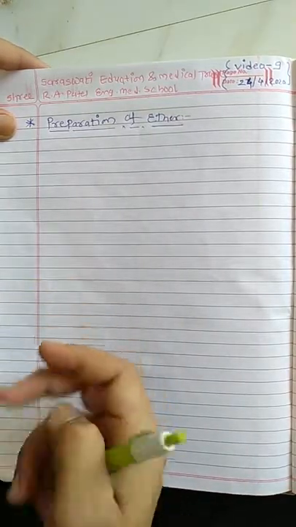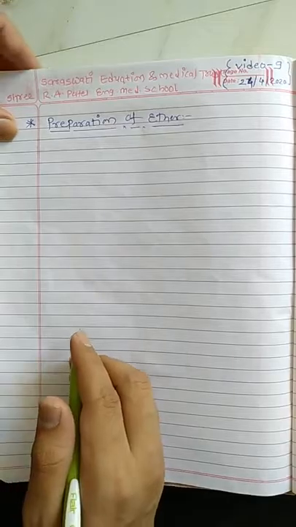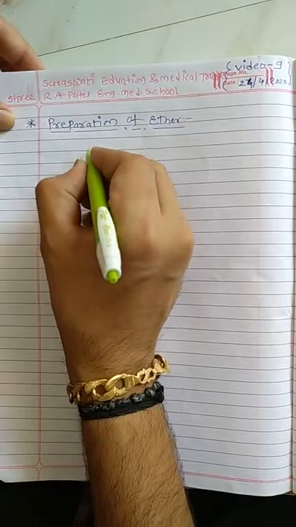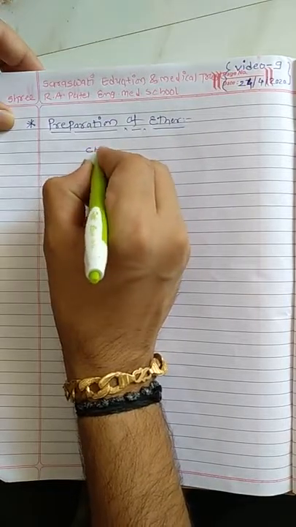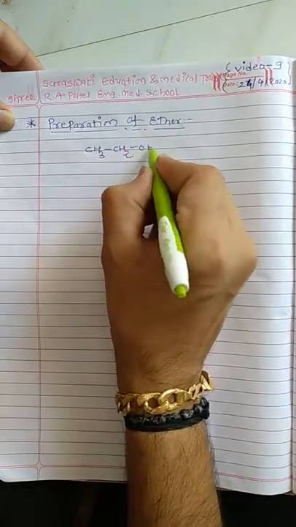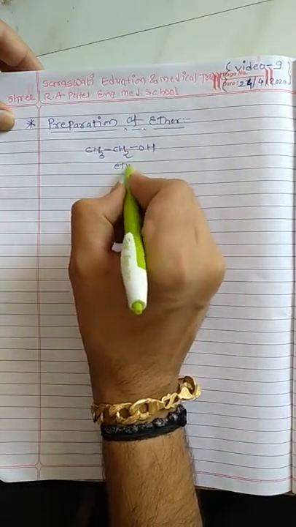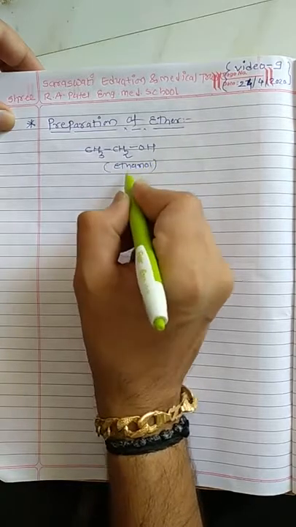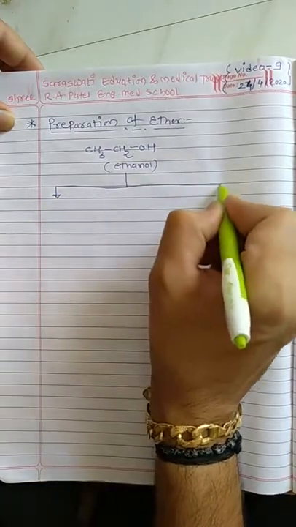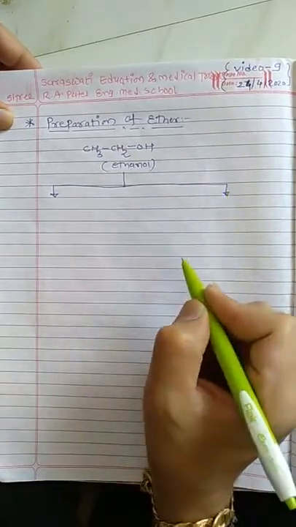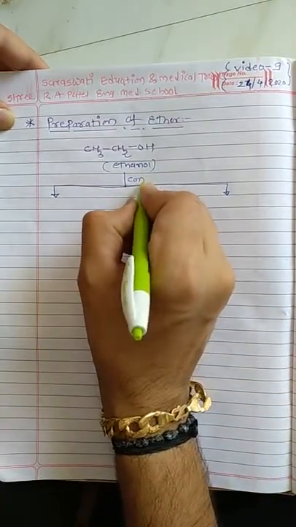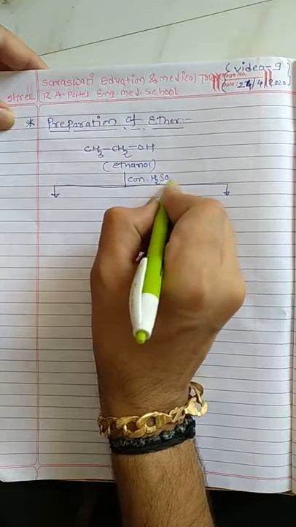So the first technique is dehydration of alcohol. It is a very simple technique. We have to start with a simple reaction scheme. For alcohol we will choose ethanol. This alcohol undergoes dehydration in presence of concentrated sulfuric acid. Now the dehydration reaction has two different temperature conditions. So I will mention the reagent over here, concentrated sulfuric acid.